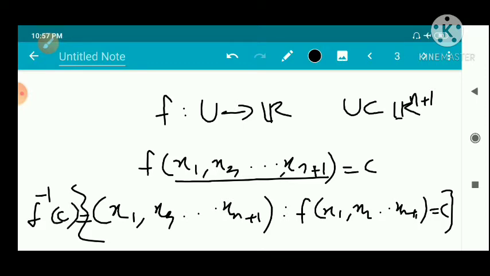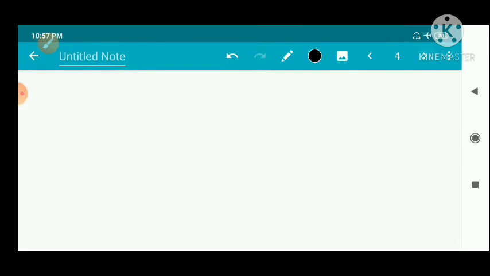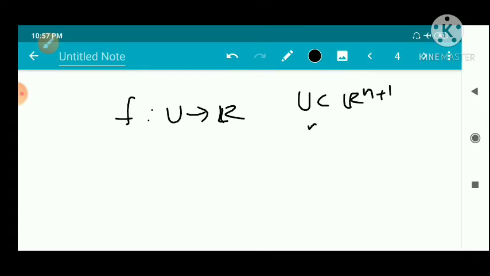So the level set is denoted by f inverse of c, where c is any real number, and it is the set of all (x1, x2, ..., x(n+1)) such that f(x1, x2, ..., x(n+1)) equal to c. We consider the simple case f from U to R, that is U subset of R^(n+1). We take n equal to 0. So U subset of R.